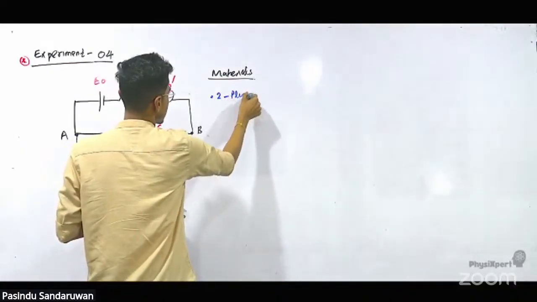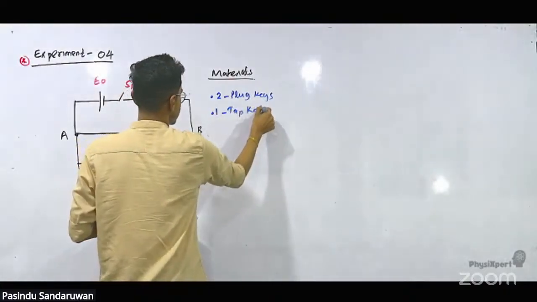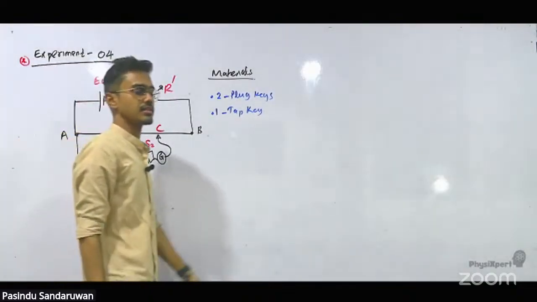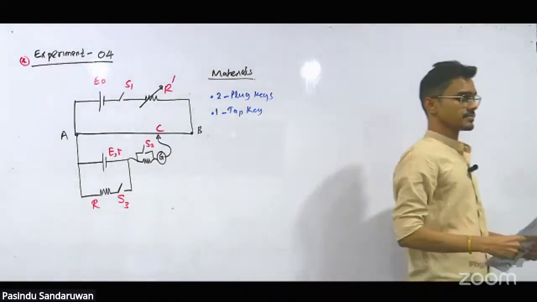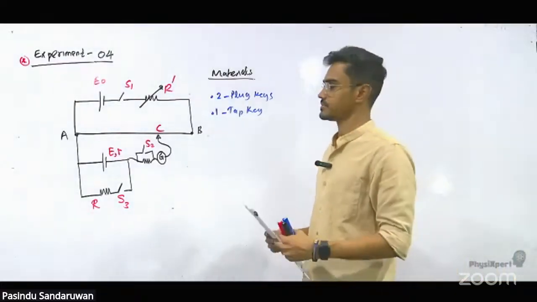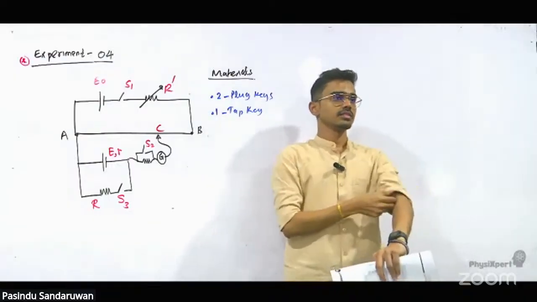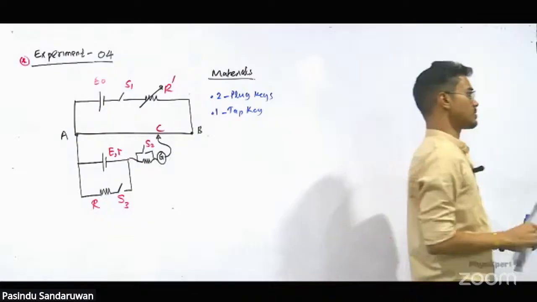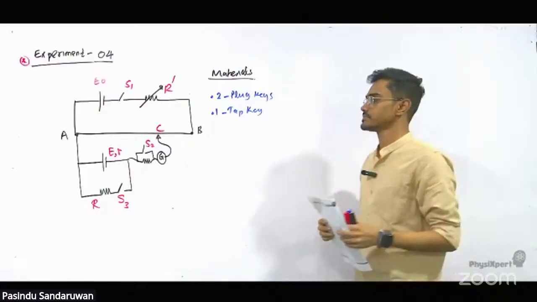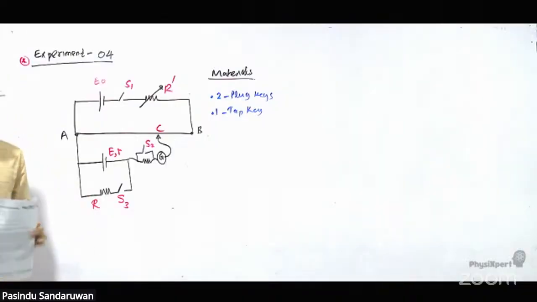Two plug keys, one tap key, a dry cell, and a sensitive zero-centre galvanometer.